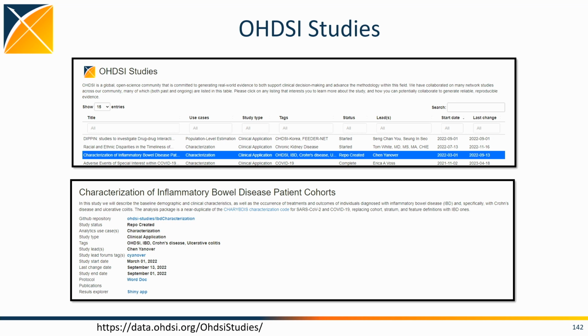And what that allows is there's this crawler that will say, oh, I see a new study here and Erica's running it, and this is all the attributes about it. So for example, here's a study that's ongoing right now by Chan Yanover, and what Chan was really interested in is understanding inflammatory bowel disease in patient cohorts. And so he's coming at it from a clinical perspective.